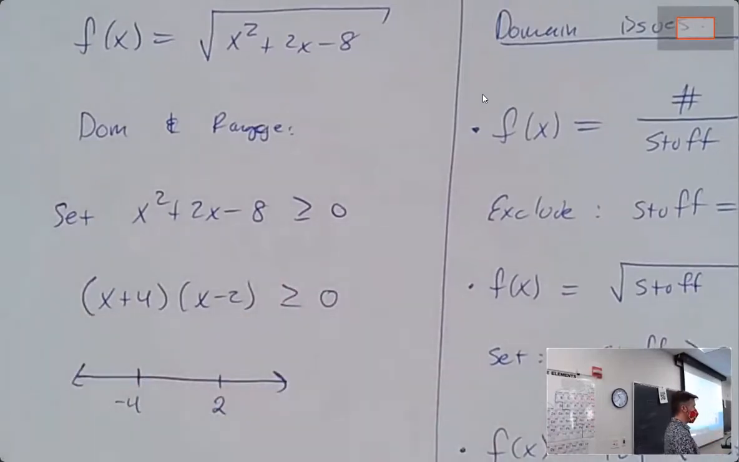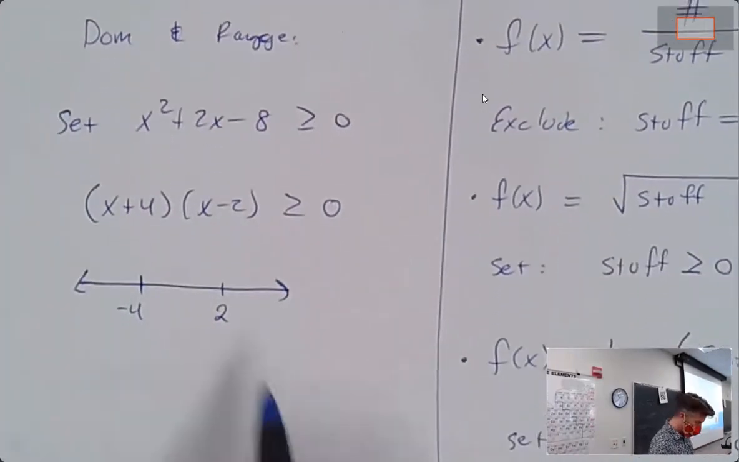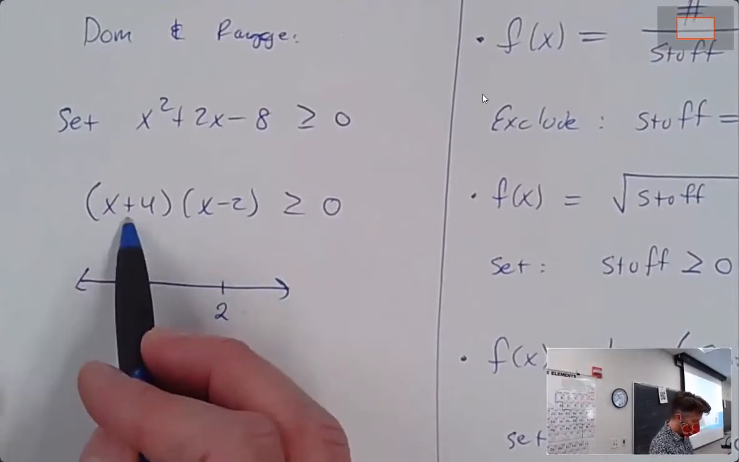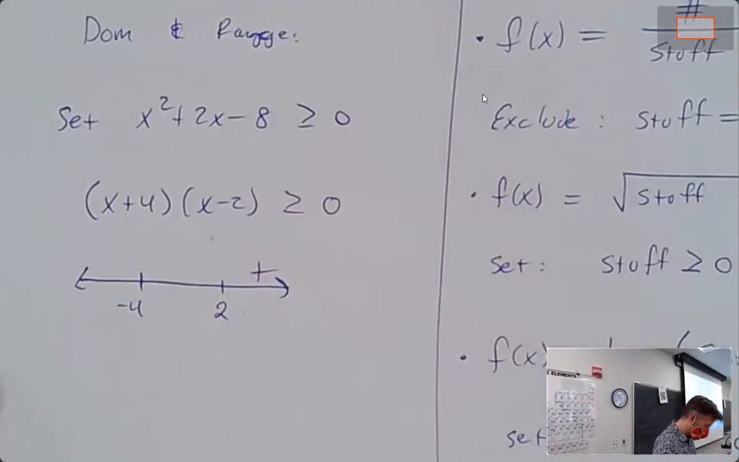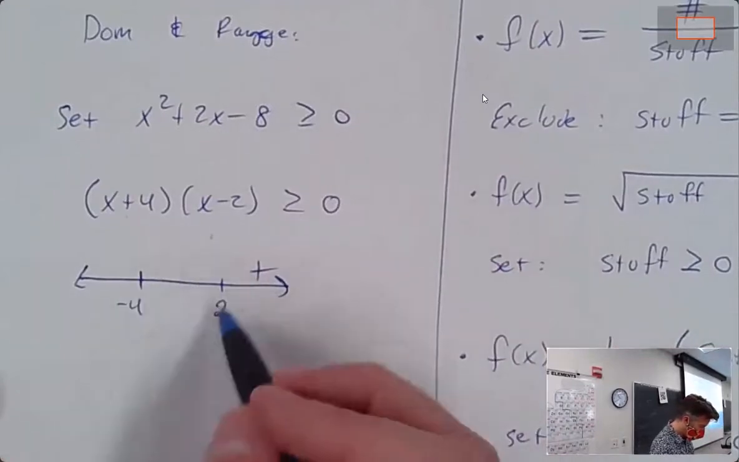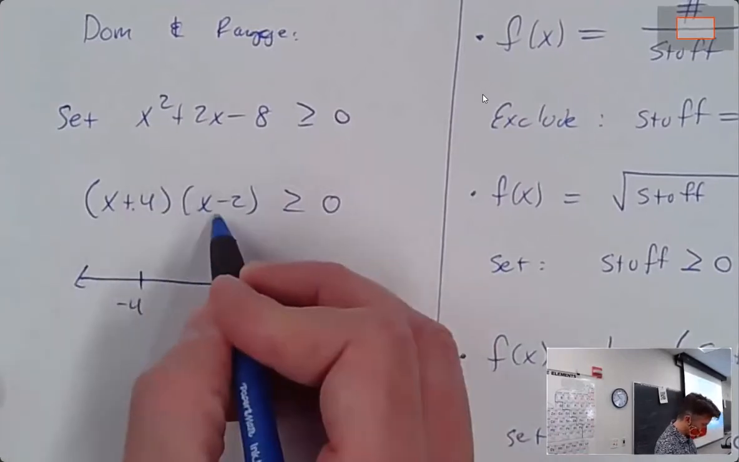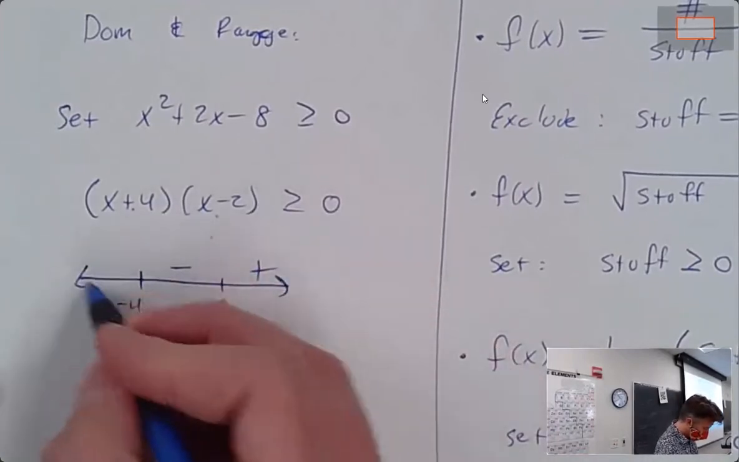In the appropriate places, right? Make sure the -4 is to the left and the +2 is to the right. And don't put a 0 on there unless it's actually one of the numbers that makes the expression equal to 0. And then we're going to determine where this thing is greater than or equal to 0. So pick a number larger than 2, like 3. 3 + 4 is positive, 3 - 2 is positive, the whole thing's positive. Pick a number between -4 and 2, like 0. And 0 + 4 is positive, 0 - 2 is negative. Pick a number over here like -5.